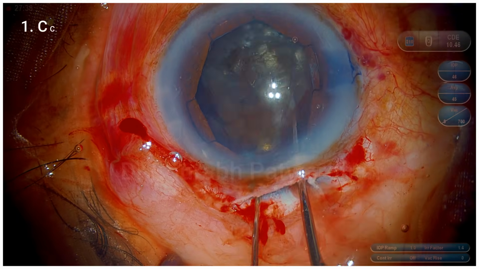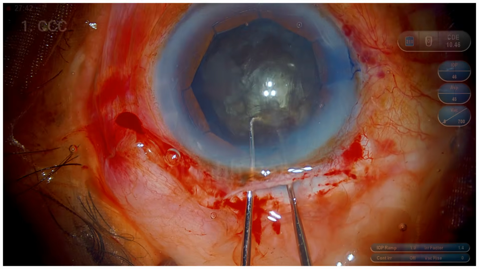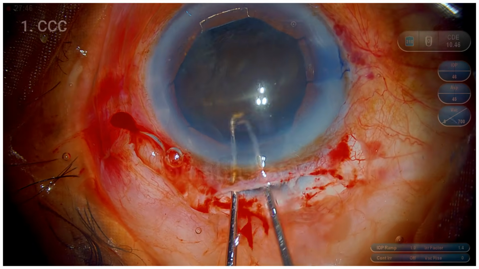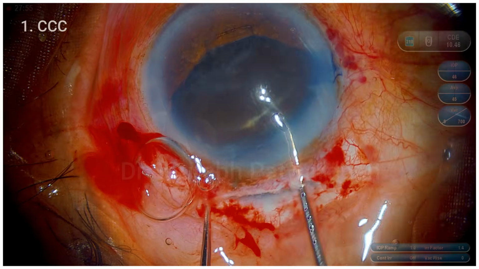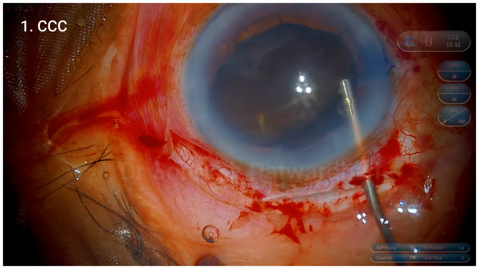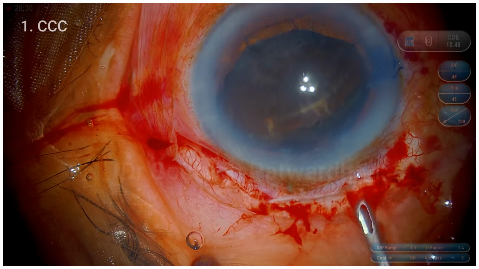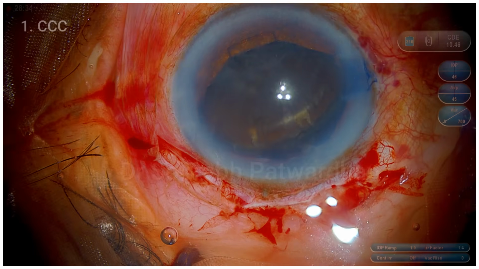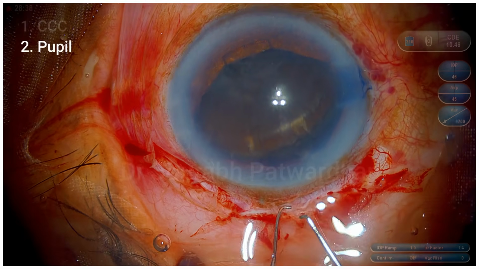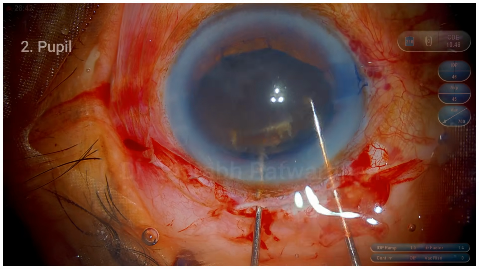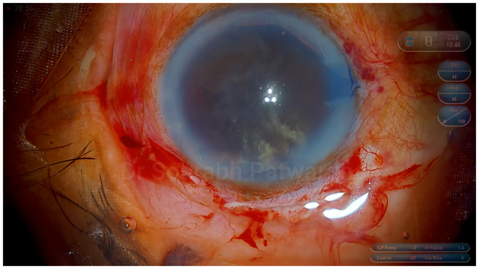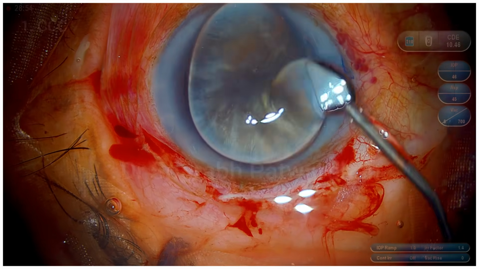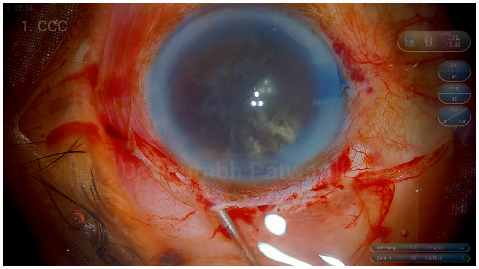Okay, now I am going to use the two Sinskey method, where the first Sinskey slightly pushes the nucleus away, and the second Sinskey goes under the nucleus using it as a fulcrum. I am going to rotate this nucleus out from the bag. So here the resistance of CCC should not be there, that's why the need for a large CCC. And once it is out through the CCC, I have tackled the second point of resistance, which is the pupil.